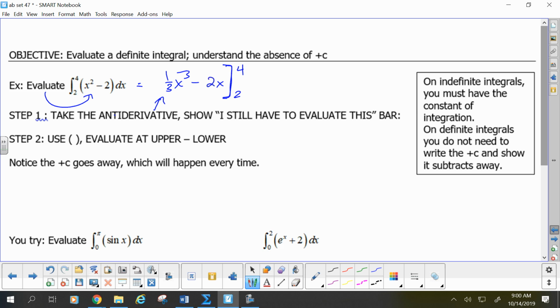So after you antidifferentiate, you have this bar saying these are the values I will put in a minute, but you first need to check my antiderivative. You always must show the antiderivative before putting numbers in. I don't care how great you are. Once you get your doctorate in mathematics, I still don't care. You still show the antiderivative first, then you show the values going in. That's just how it's done. Okay, 1/3 x cubed minus 2x.